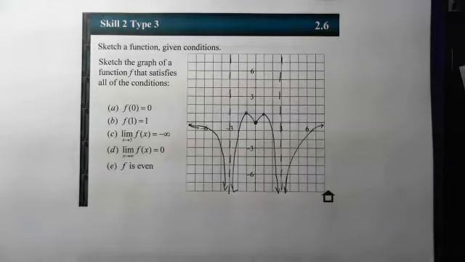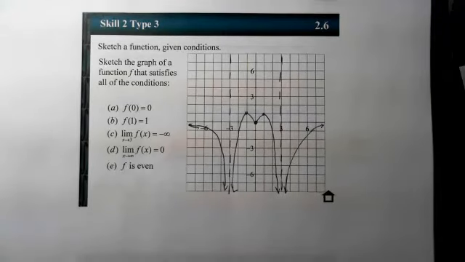Now, if you want to start thinking like a teacher, you'll want to think about variations on the theme. So a variation on the theme might be, instead of telling you that the function is even, I could tell you that the function is odd.